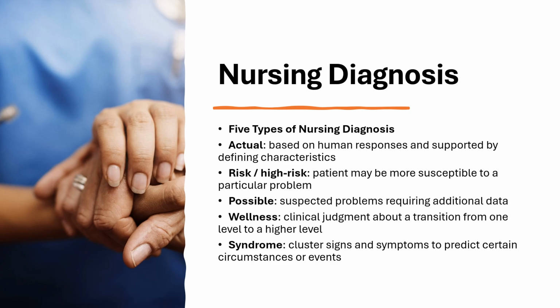Syndrome, this is a cluster of signs and symptoms that would be able to predict specific circumstances, but syndrome would be talking about different types of clustered illnesses that may be pointing to different levels and different signals of illnesses.